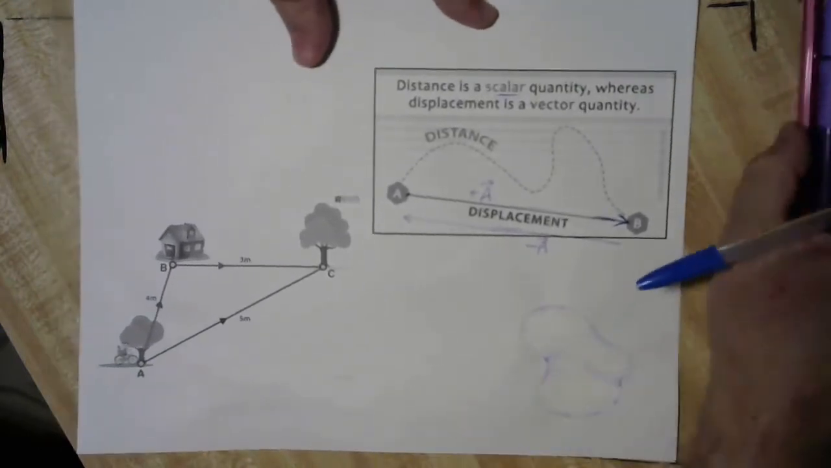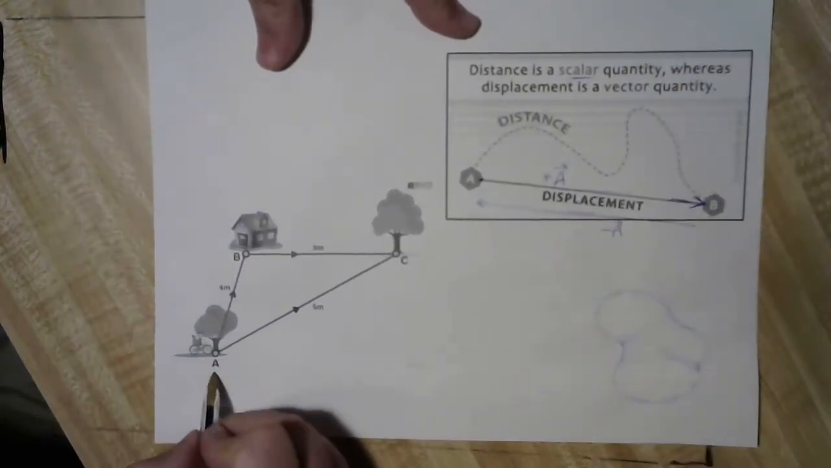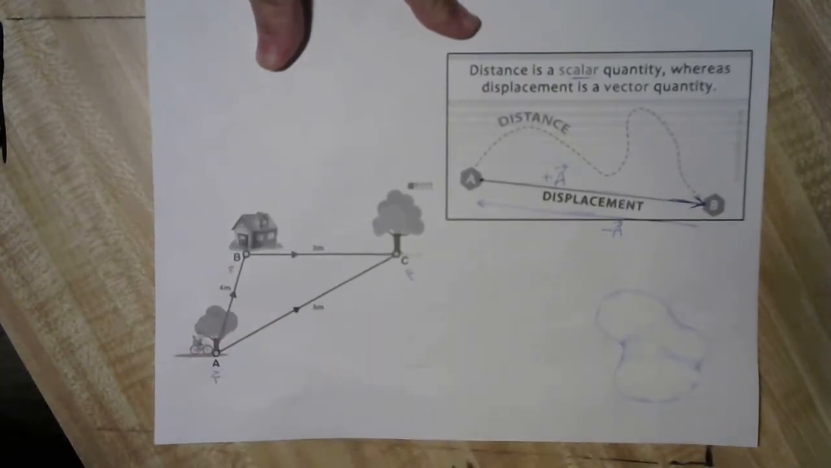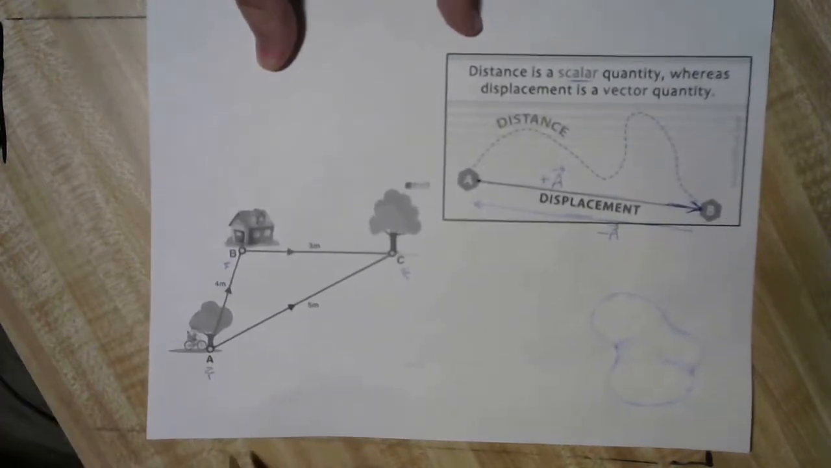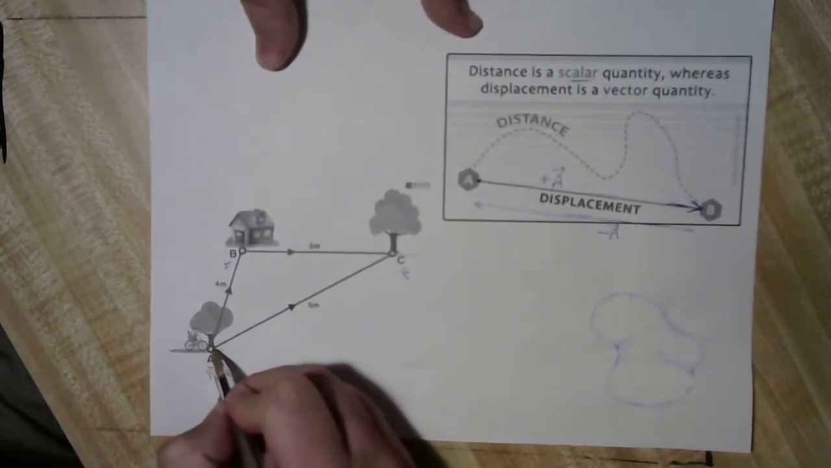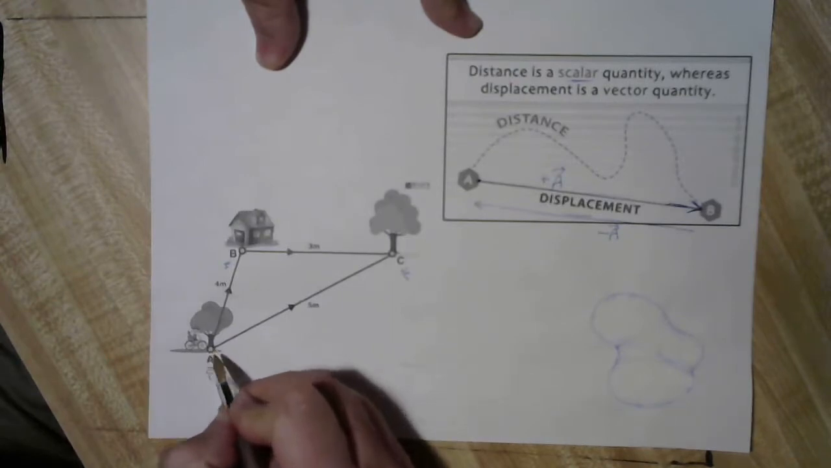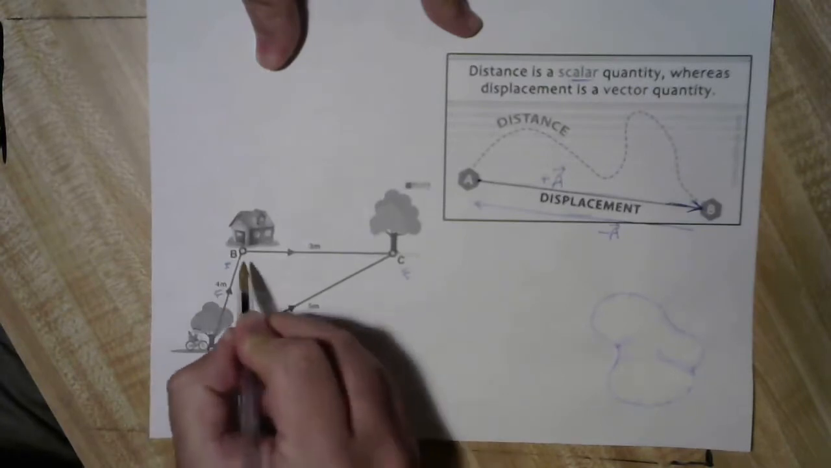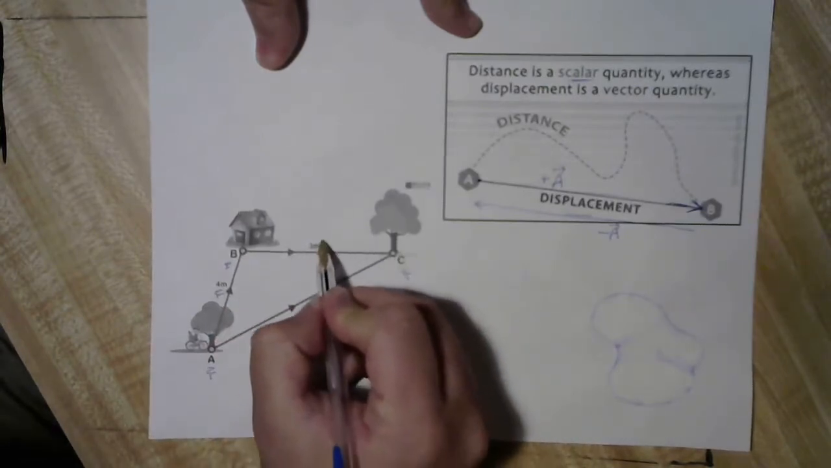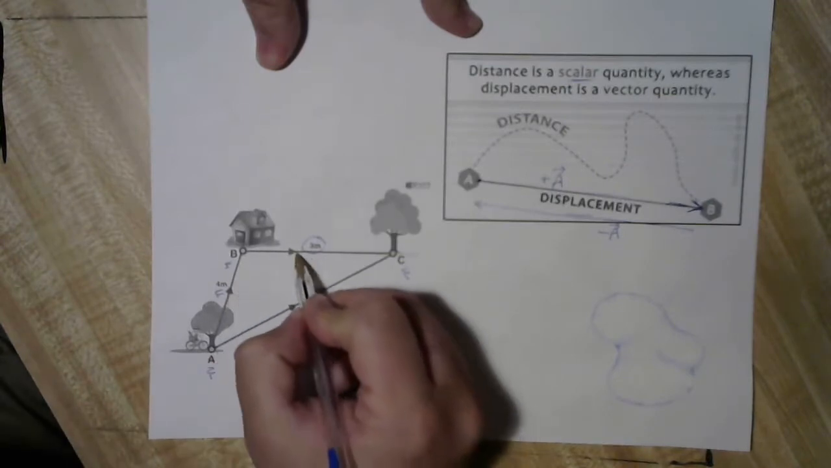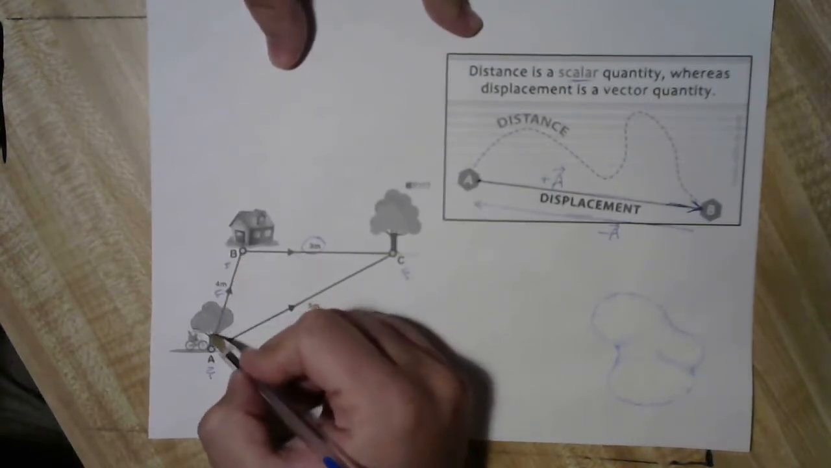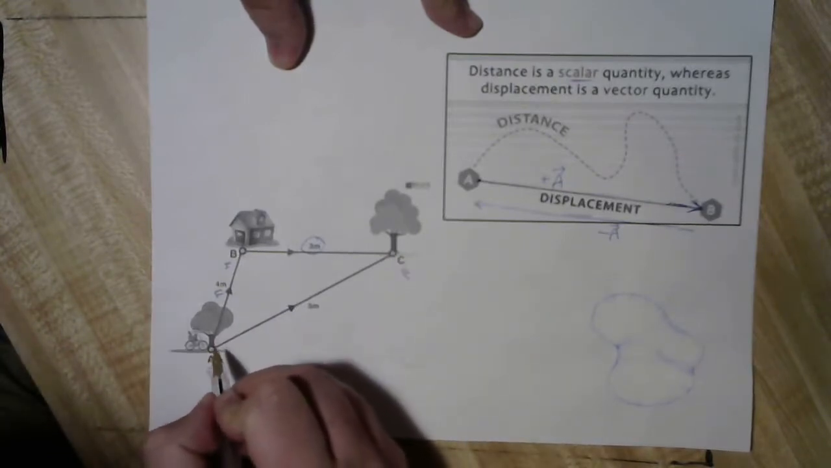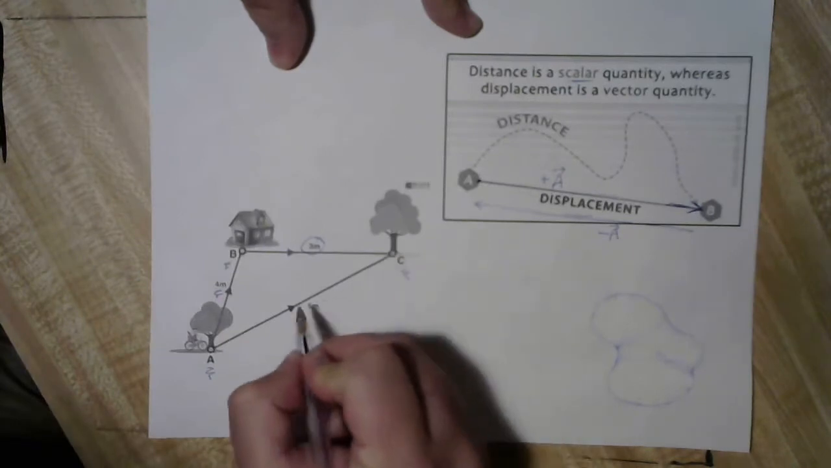Okay, and another example, if I have a point A, point B, and point C at this tree. The displacement from A to B is 4 meters, and from B to C is 3 meters. This is displacement and this is displacement because we are seeing vectors. And also we have from A to C 5 meters.